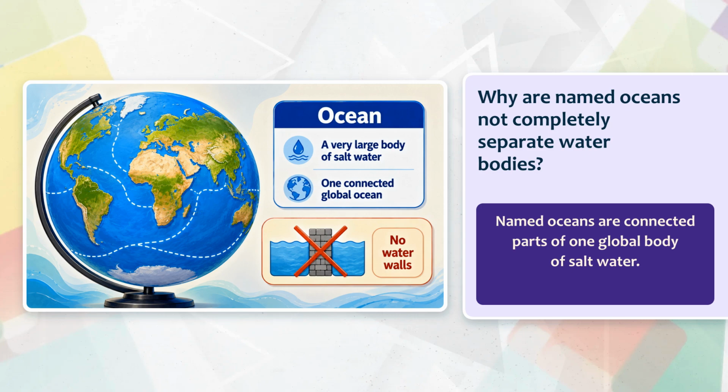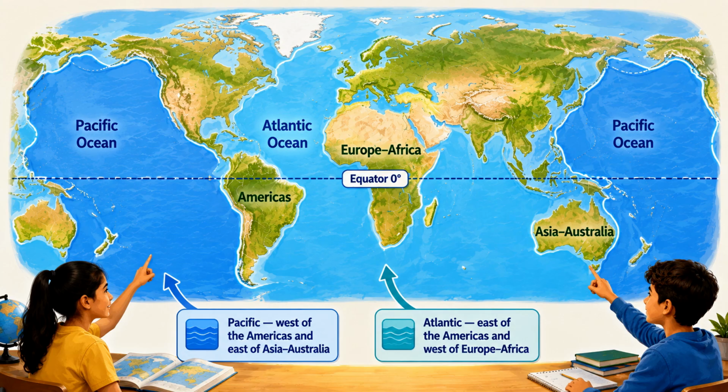Next, use the equator and surrounding land to distinguish the Pacific Ocean from the Atlantic Ocean. Use the Americas and the equator as anchors. The Pacific Ocean lies toward Asia, Australia, while the Atlantic Ocean lies toward Europe, Africa. These map clues help distinguish the two oceans.